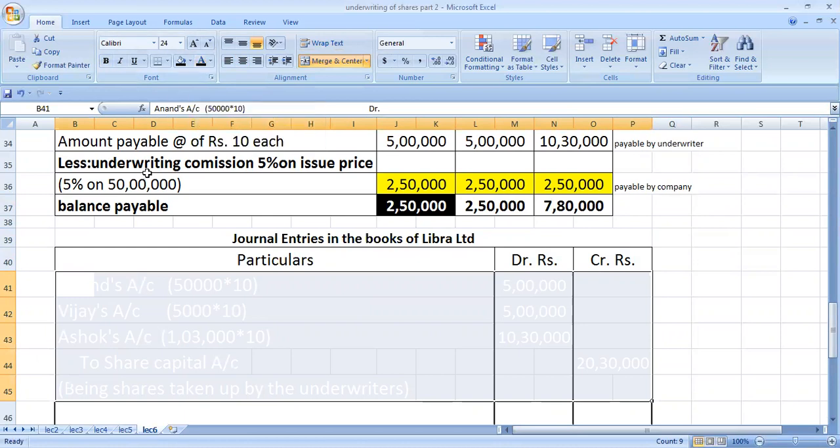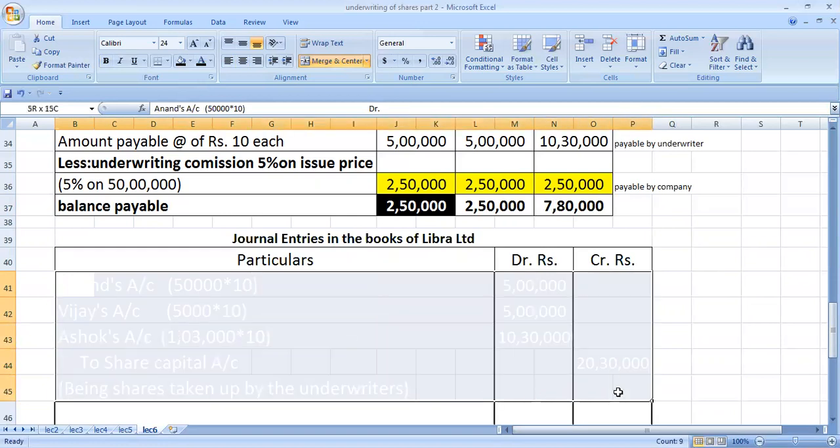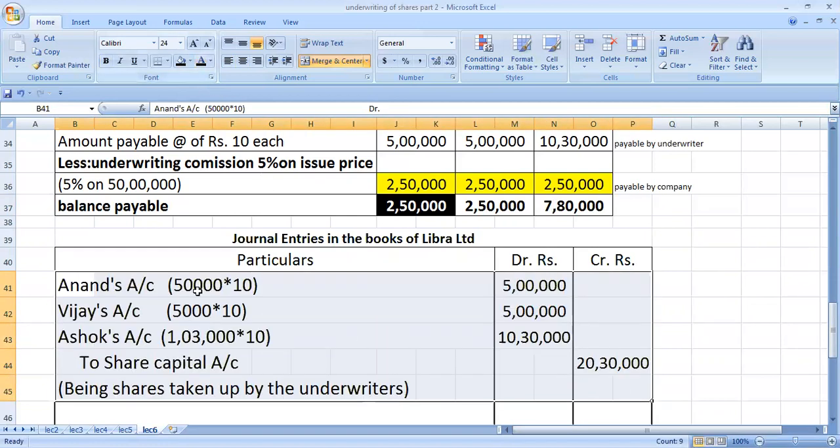So what is that entry here? I think in my second lecture I have explained how to pass the necessary journal entries. Let's see the practical part in this lecture. So how will be the journal entry? Underwriters account debit to share capital account. So who are the subscribers of the shares? Underwriter. So that's why debit is given to underwriter and the credit is given to share capital.